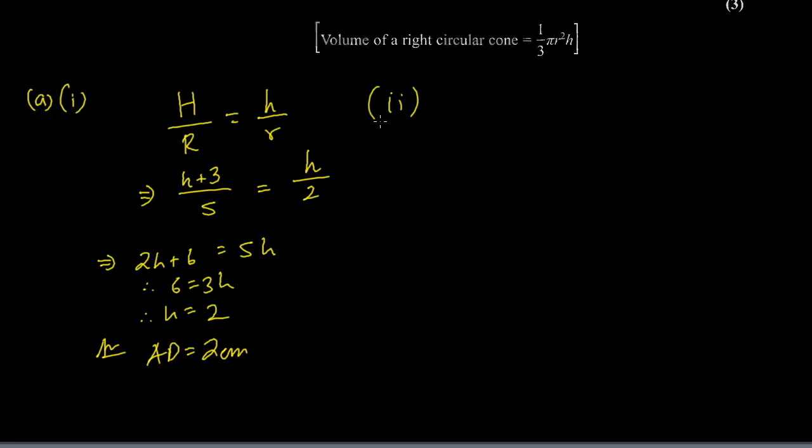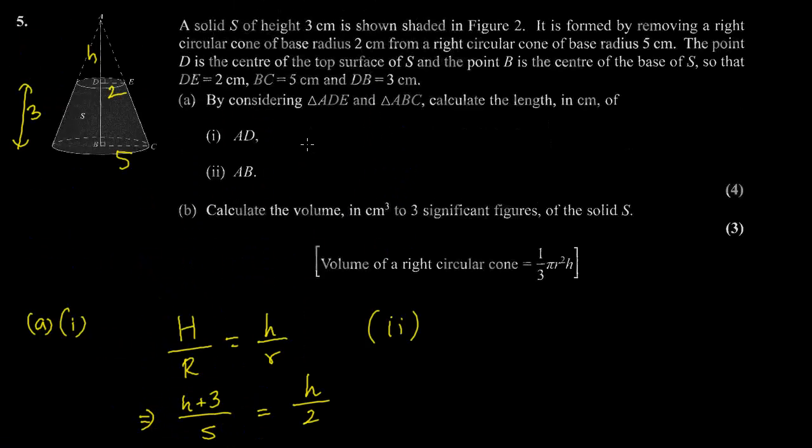So for question number 2, we have to find AB. So now AB is going to be the smaller height plus this length 3. So we can write directly AB equals h plus 3. h is 2. So 2 plus 3 is 5 centimeters. So that is AB. The next one is calculate the volume.